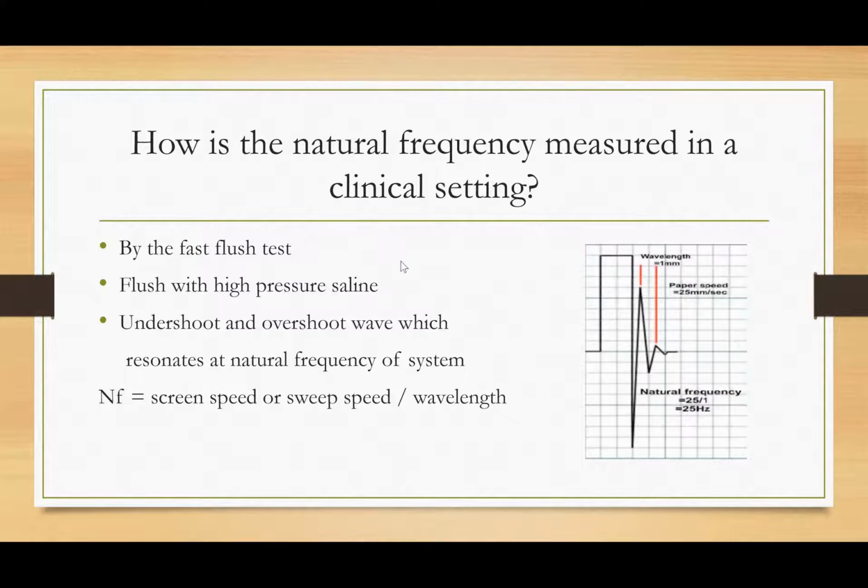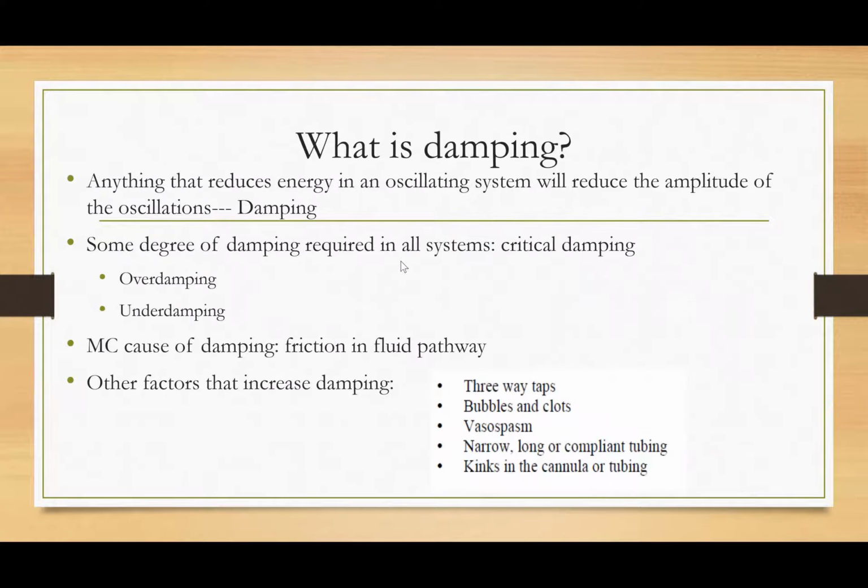So in this diagram we can see that the paper speed is 25 millimeter per second. So the natural frequency is 25 divided by the wavelength, which is equal to 1 millimeter. So here the natural frequency of this system is around 25 Hertz. So this is how the natural frequency is measured in a clinical setting.